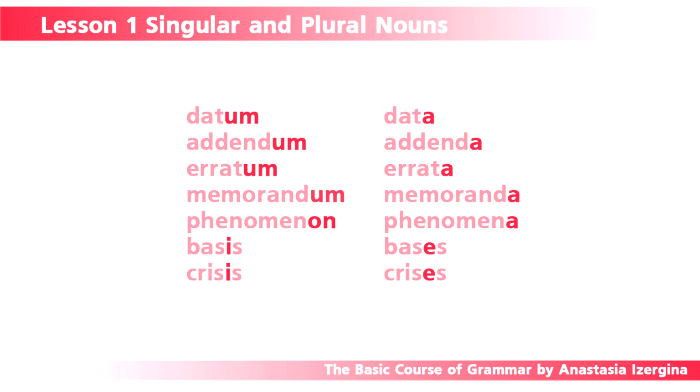Some nouns have Greek and Latin origin and have their own form of plural noun. Here are some examples. Datum, data. Addendum, addenda. Erratum, errata. Memorandum, memoranda. Phenomenon, phenomena. Basis, bases. Crisis, crises.